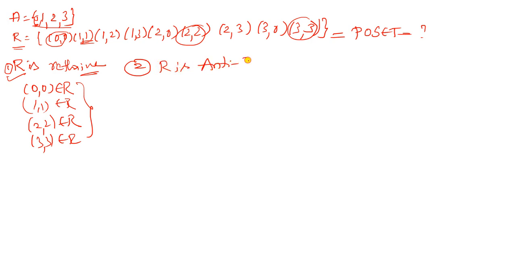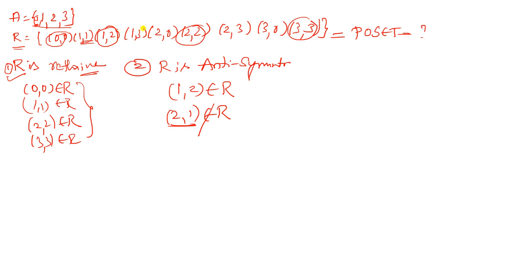Then the second condition is that R should be antisymmetric, right? Check whether R is antisymmetric or not. What is the condition for antisymmetric? xy belongs to R, yx does not belong to R. Let us take any element, 1 comma 2. Yes, 1 comma 2 is there in the given relation. 1 comma 2 belongs to R. Now check whether 2 comma 1 is there in the relation. No, 2 comma 1 is not there in the given list. 2 comma 1 does not belong to R. That means R is antisymmetric.